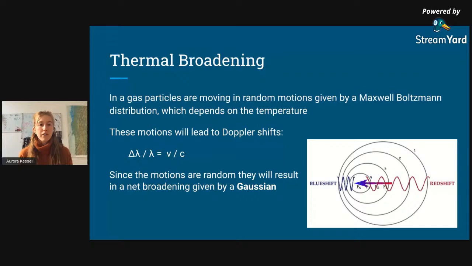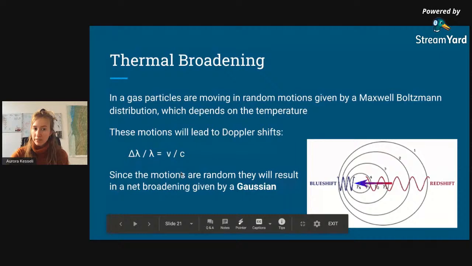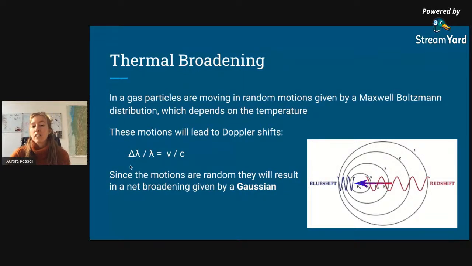And so next we have thermal broadening. And thermal broadening is just caused by Doppler shifts. So any particles that are in the gas, the atmosphere of the star, are going to have a random distribution of motion. And that random distribution of motion is going to be given by the Maxwell-Boltzmann distribution, which depends on the temperature. And so this is the formula for a Doppler shift for a wave. And so you can see that the wavelength will change according to the velocity.